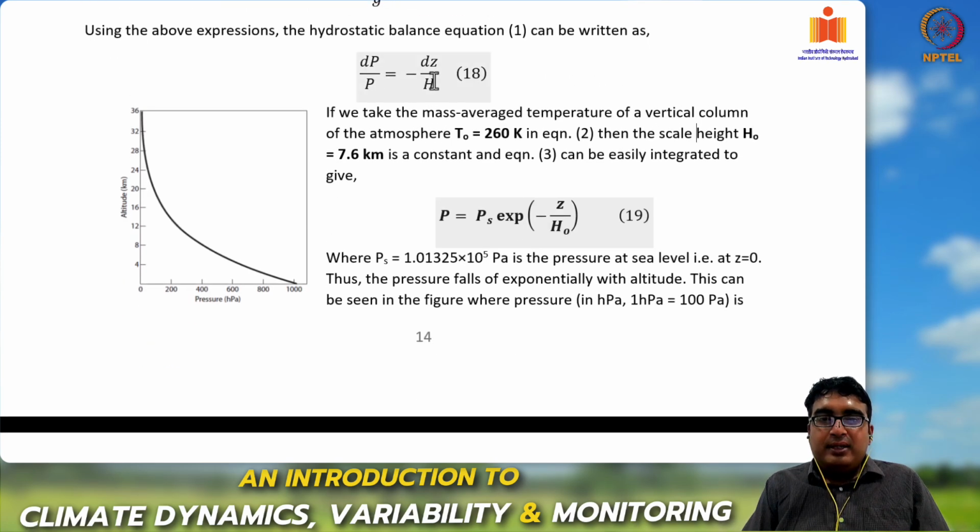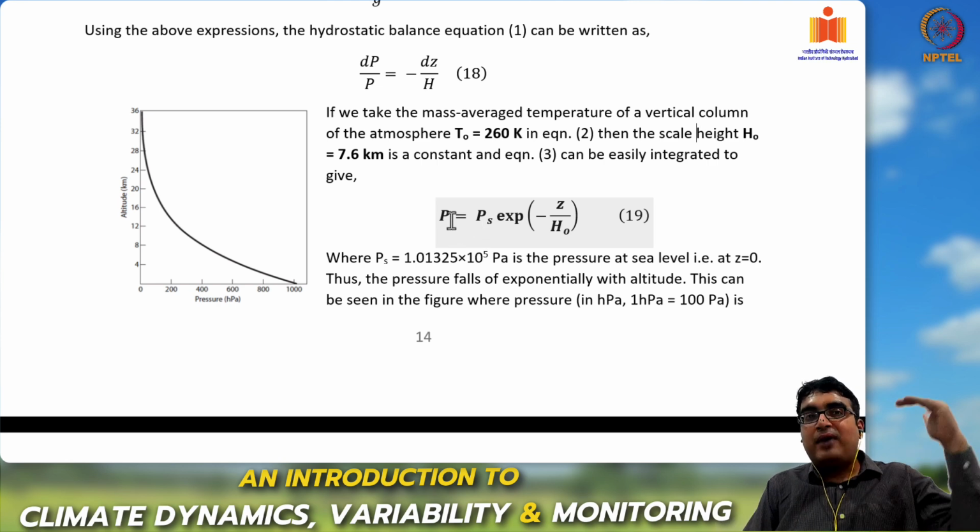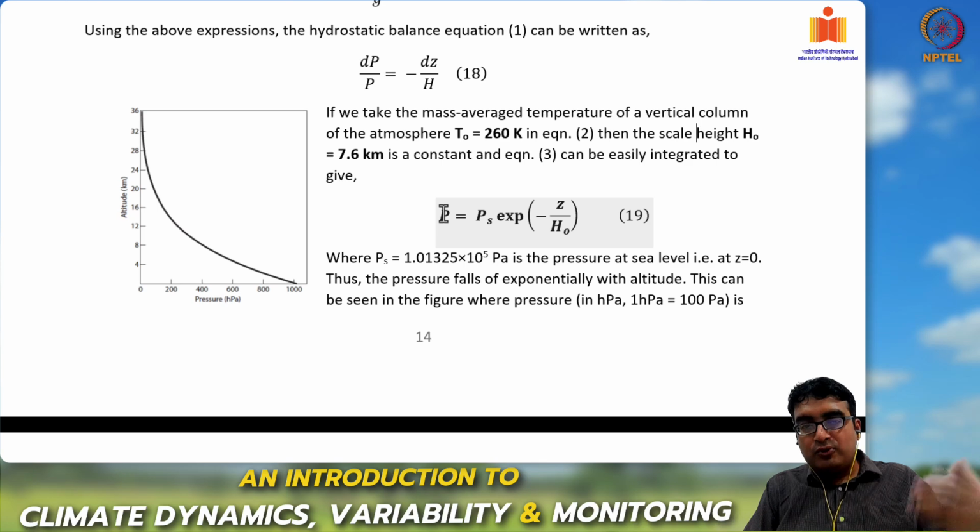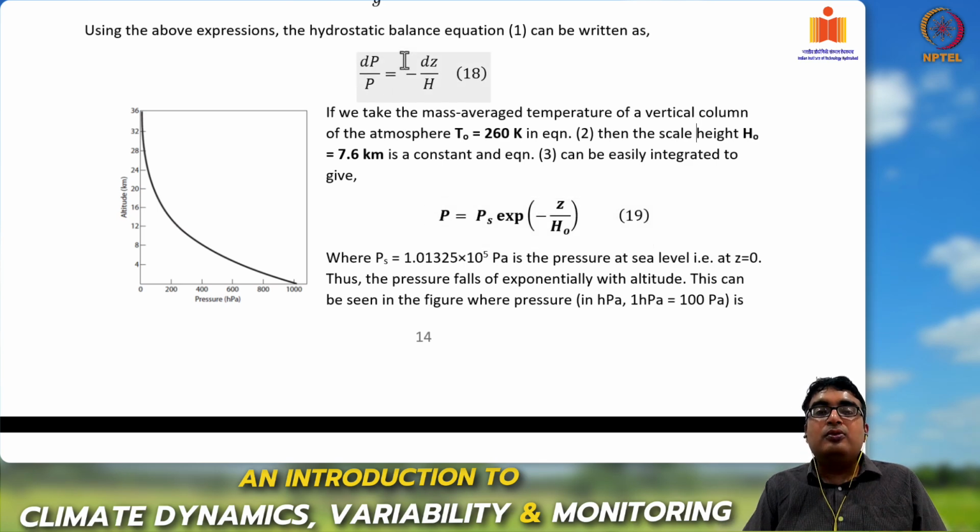Okay. So what we have done, because H0 is a constant, dP by P is d log P. So d log P equals minus dz by H0. You integrate from near the surface where you have sea level pressure, that is called P0, and the final pressure at a given altitude, which is P at a certain altitude Z. So log P by P0 equals Z by H0 minus Z at 0, which is sea level, which is 0. Okay. So when you integrate all of this, you get the final expression here. The pressure at any altitude Z is equal to the pressure at the sea level into exponential minus Z by H0. Okay.